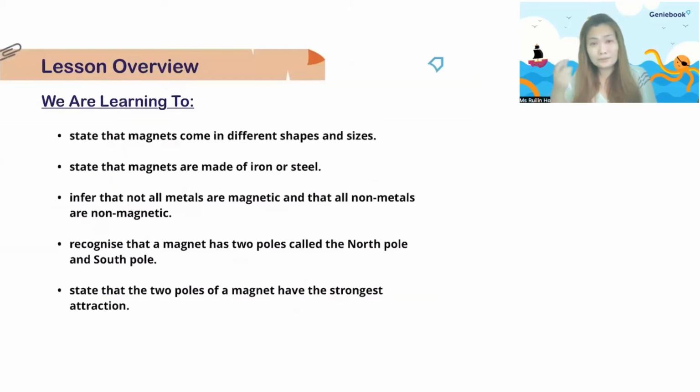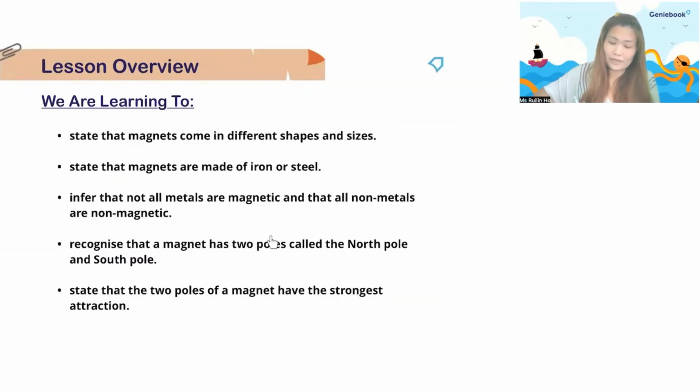So what are we learning today? We are looking at magnets, which come in different shapes and sizes. Magnets are made up of magnetic material, which is iron and steel. We are going to infer that not all metals are magnetic, and all non-metals are non-magnetic.